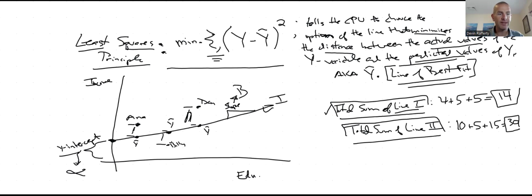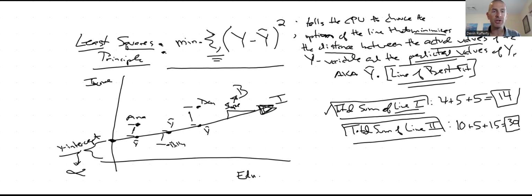Okay? When it actually calculates the minimal distance between the actual and the predicted values of y, that line, what I called line 1 here, right? That line will have a slope, which is beta, and that line will have a y-intercept, which is alpha.